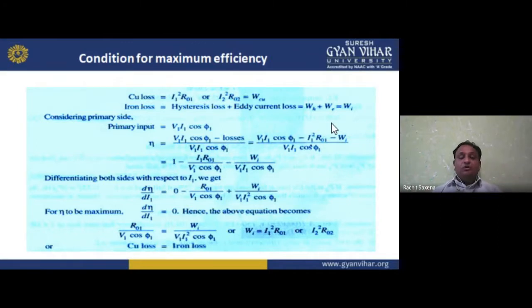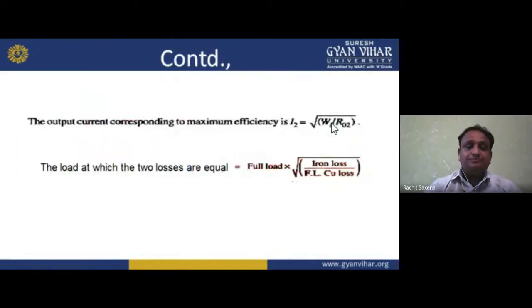So in the maximum condition, both losses become equal. Then we can say it is the maximum condition. And this is all about the derivation. Then the output current corresponding to maximum efficiency is I2 equals root of W_i by R02. The load at which the two losses are equal is full load into the square root of iron losses upon full load copper losses. So iron losses will equal the copper losses, the maximum efficiency condition in a transformer.